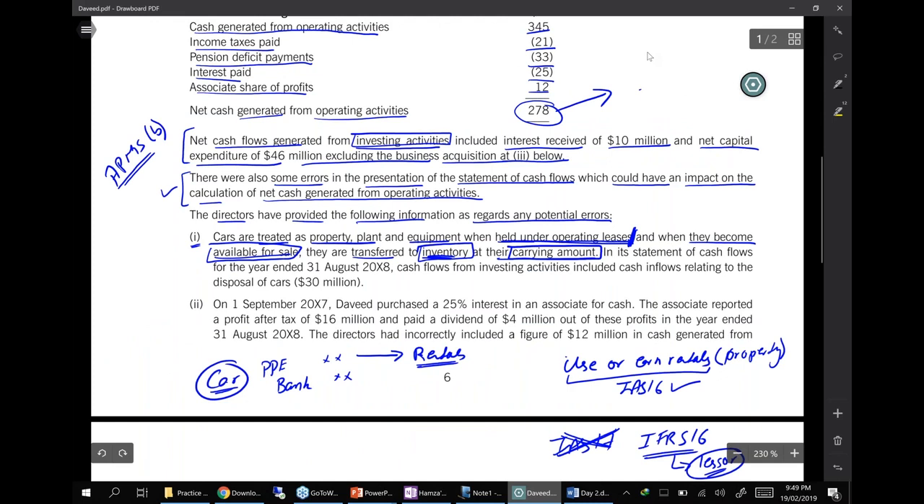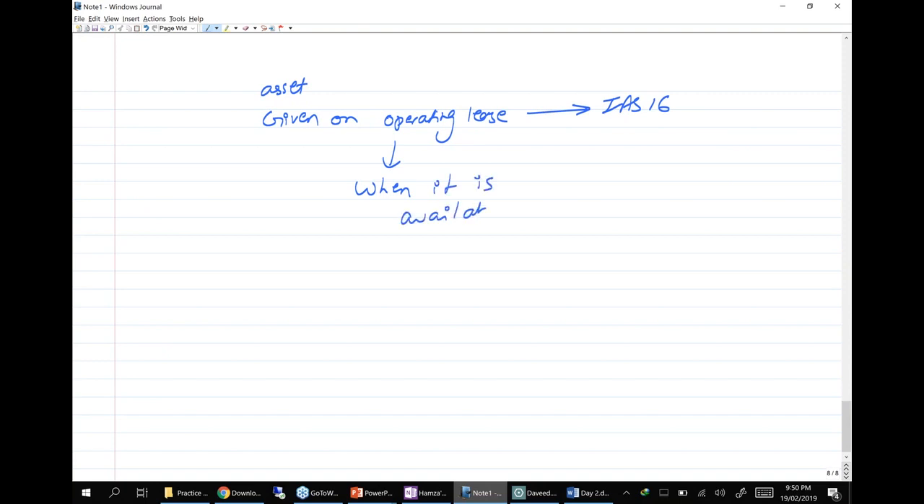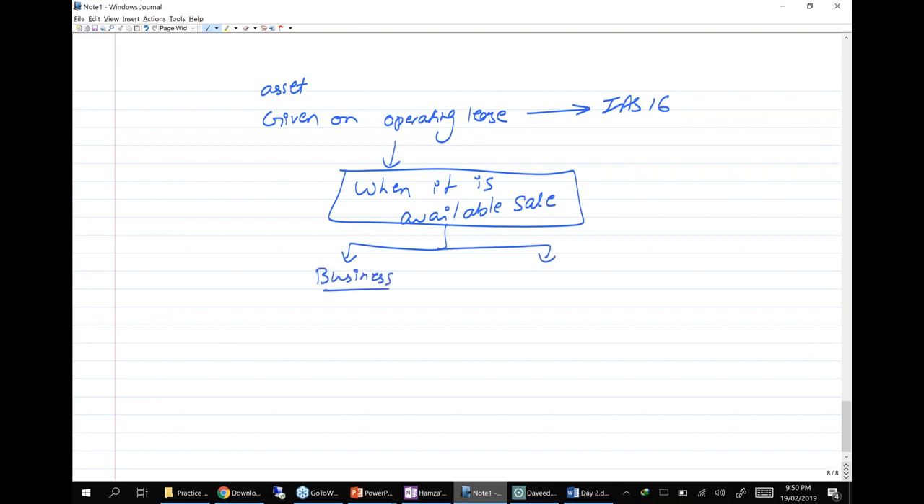So let me give you people an overview over here that any asset given on operating lease is normally going to be your IAS 16. And when it is available for sale, we are going to see, is this a business of ours? If it's a business, then it will become an inventory under IAS 2. And if it's not a business, it will become IFRS 5.